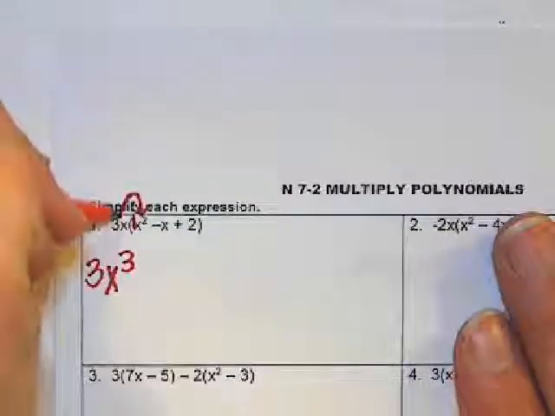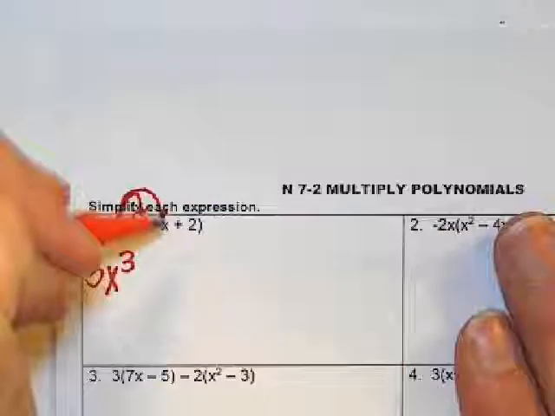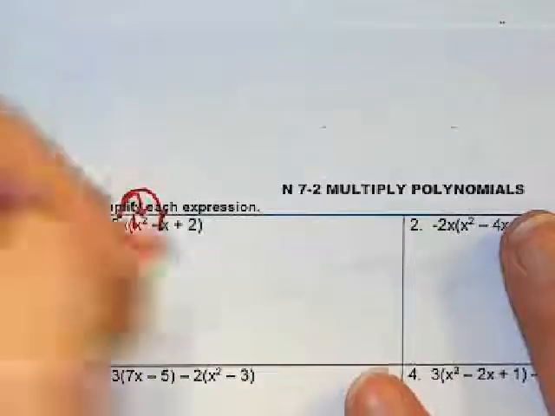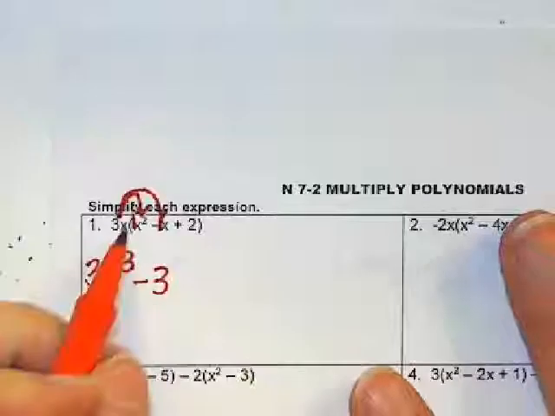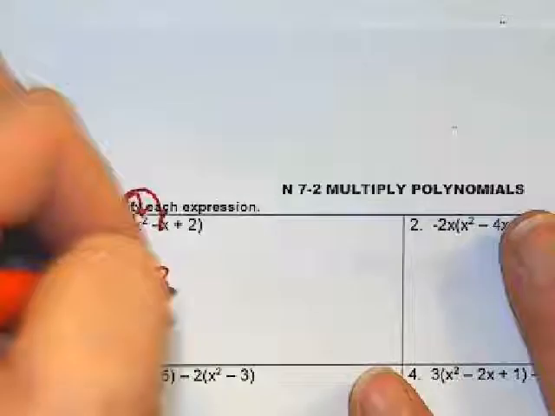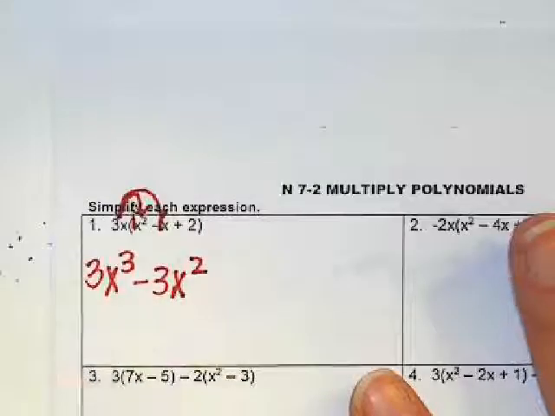Then we do 3x times negative x. Well, this is really a negative 1. So what's 3 times negative 1? Negative 3. I have 1x on the outside, and I have 1x on the inside. So how many do I have total? 2. X squared. Make sure you're writing with me.